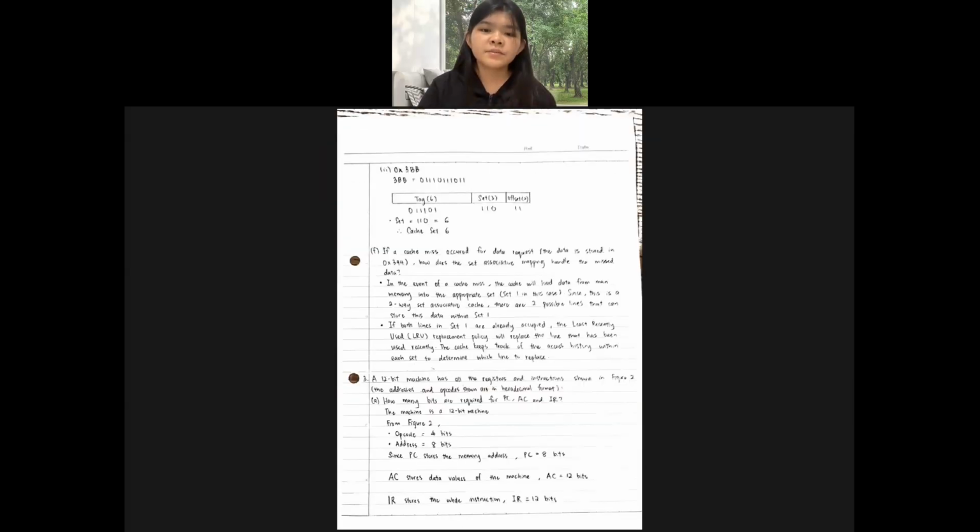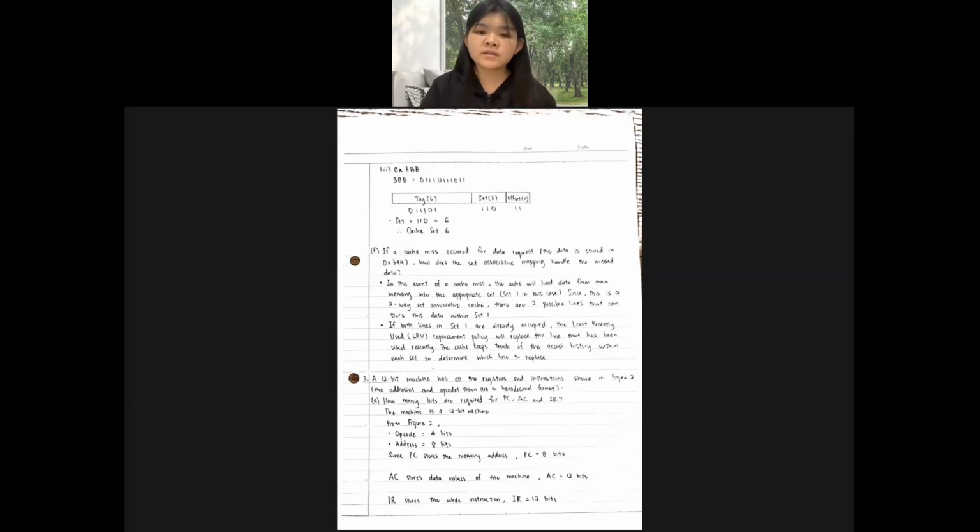For the address 3BB, we will use the method before, and we will get 110 for the set bits, which is equal to 6 in hexadecimal. So the address 3BB is mapped to cache set 6.